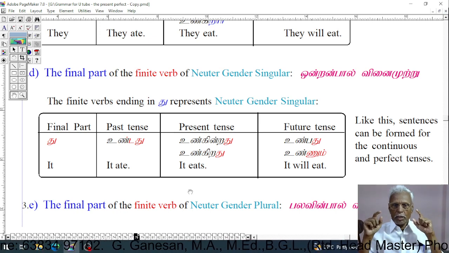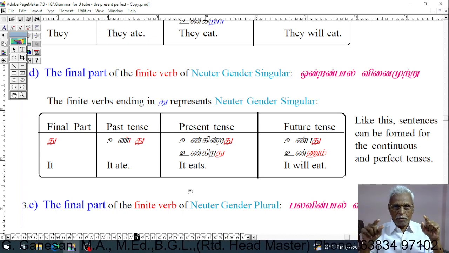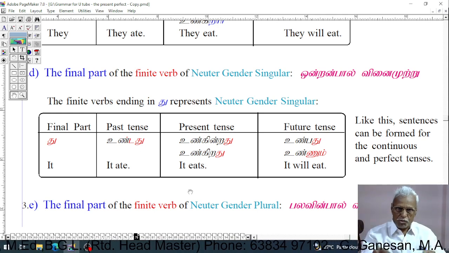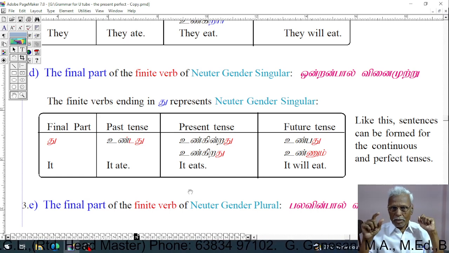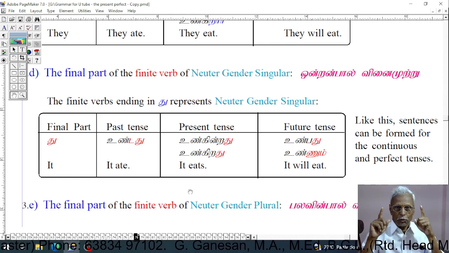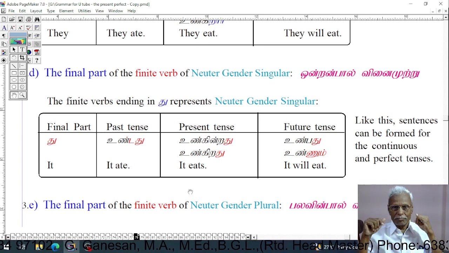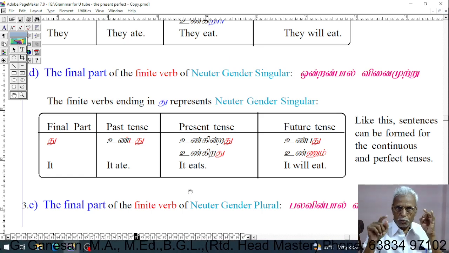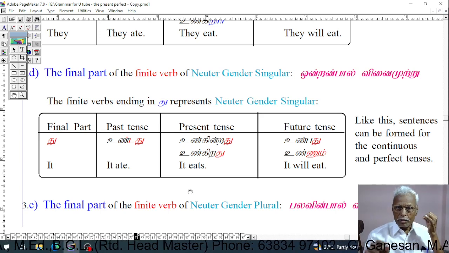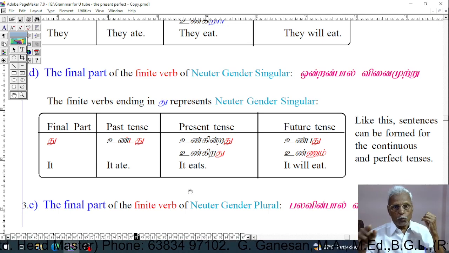You see, answer in Tamil. மாடு வந்தது, that is, a cow came. மாடு வருகின்றது. A cow comes. மாடு வரும். A cow will come. A dog ran. A dog runs. நாய் ஓடியது. A dog ran. நாய் ஓடுகிறது. A dog runs. நாய் ஓடும். A dog will run.